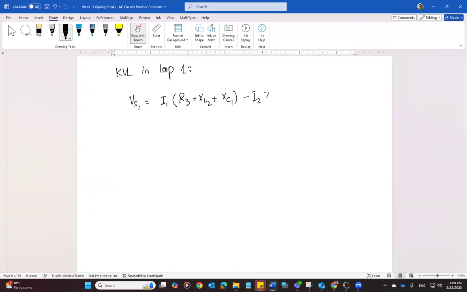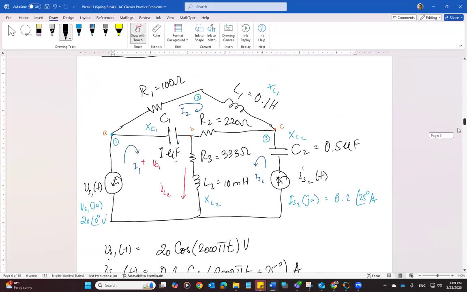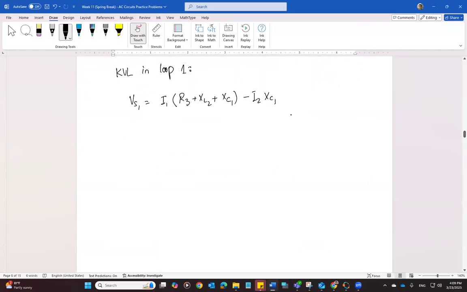And then we have the third current, which is IS2, passing through R3 and XL2 in the same direction as I1, so we're going to take it positive. So plus IS2 times (R3 plus XL2). All right, all known quantities on one side and unknown on the other side. So I1 times (R3 plus XL2 plus XC1) is unknown, and I2 is unknown.